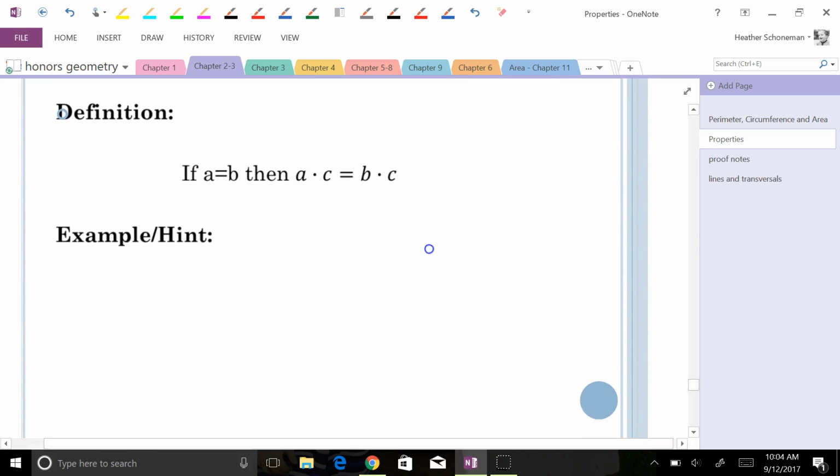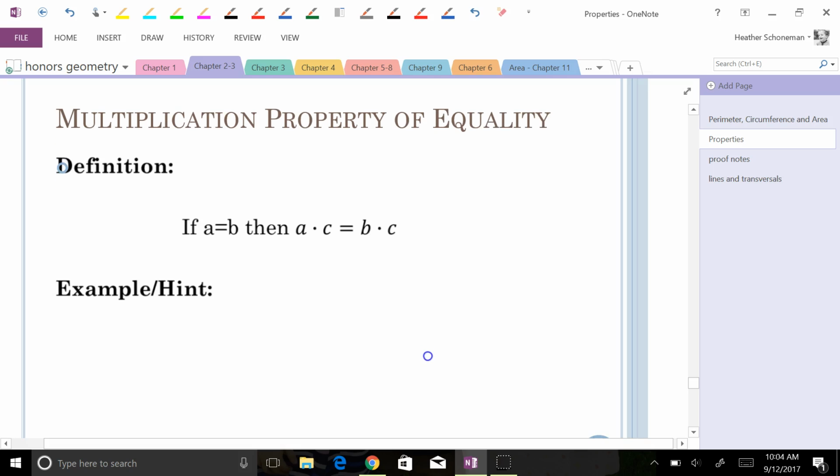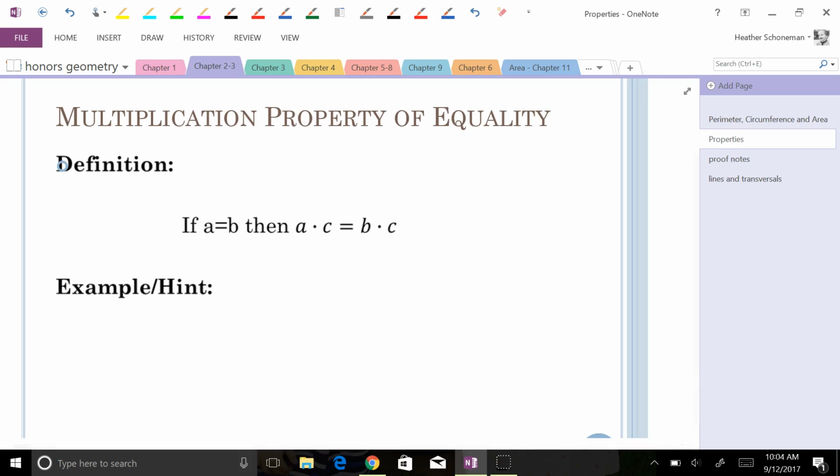I can do the multiplication property as well. If A equals B, then you can multiply both sides by C, and it'll work. So what if I have the equation 1/3 x equals 5? Well, I can solve that by multiplying both sides of the equation by 3, so I get x equals 15. So if this is true, then this is true, and I was able to get from line 1 to line 2 by using the multiplication property of equality.